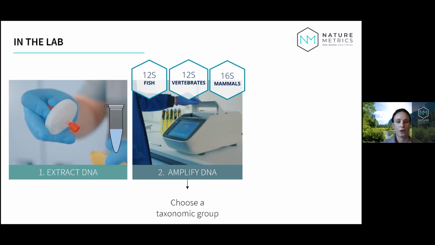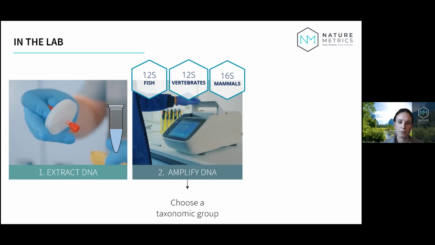So we spend a lot of time working with our clients to help them choose the right assay or set of assays for their project. But you can see here the three assays that we use very frequently. Either you can target fish and mammals independently, and we use different genes for each of those: the 12S gene for fish, or part of the 16S gene for mammals. Or we can use a broader whole vertebrate assay using part of the 12S gene.